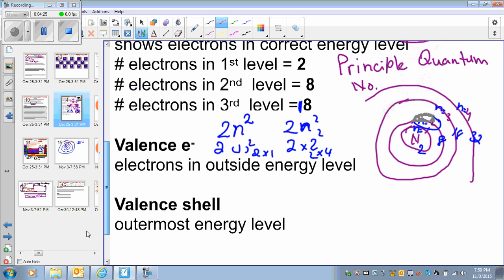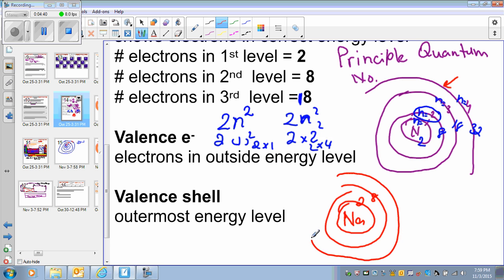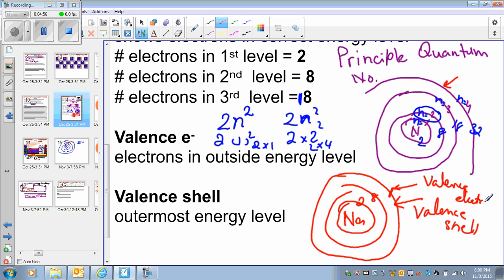Okay, so the outermost electrons are called valence electrons. Let's say sodium has 2 electrons here, then 8 electrons here, and sodium has a total of 11, so sodium has only 1 electron here. The outermost energy level for sodium is called the valence shell, and the electrons in that valence shell are called valence electrons. Okay, so keep it in mind.